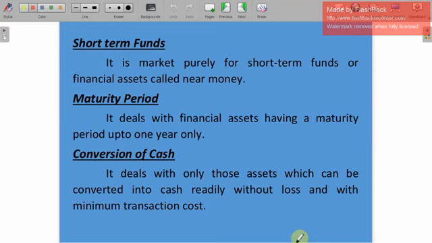Conversion of cash. Here we can convert assets readily, without loss and with minimum transaction cost. That is called conversion of cash. So money market has one characteristic, that is conversion of cash. Conversion of cash means those assets which can be converted into cash readily without loss and with minimum transaction cost.